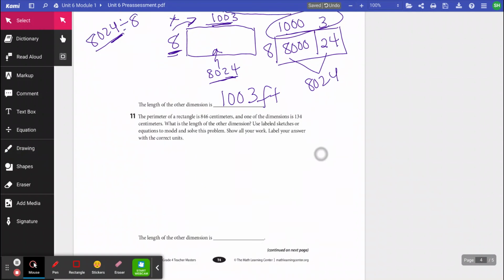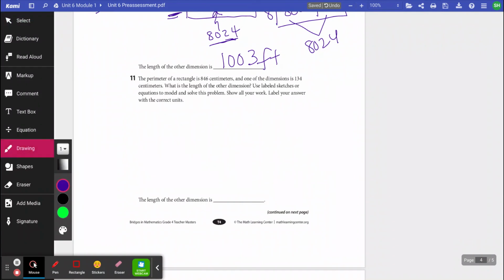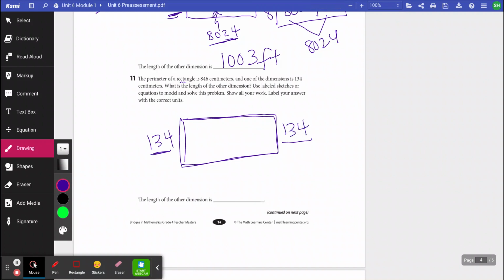On the next problem, this is a perimeter problem. It says the perimeter of a rectangle, and I'm going to draw it, is 846 centimeters. So all the way around is 846 centimeters. One dimension is 134 centimeters. Now, if it's a rectangle, then I know that this side's 134. This side's also 134.